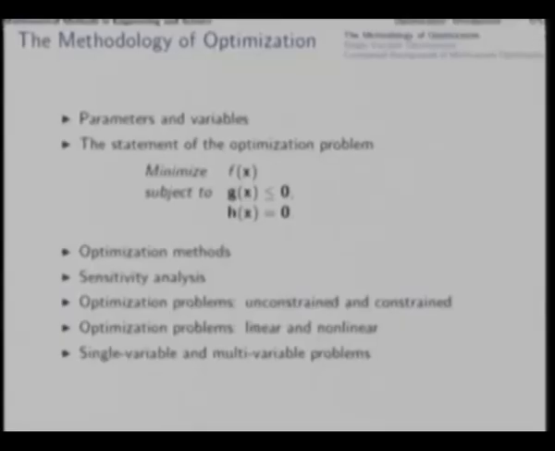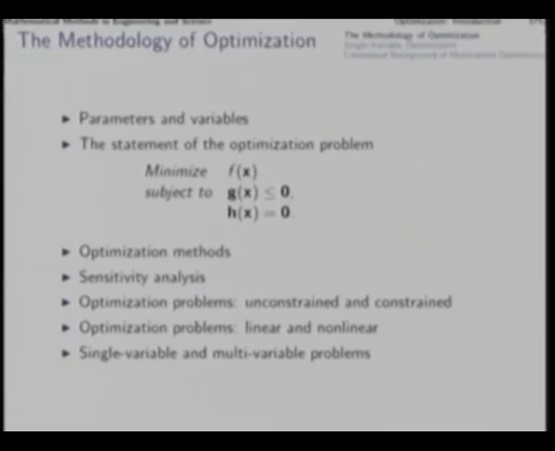Then you also classify optimization problems as linear and non-linear problems. If both the objective function and the constraint functions g(x) and h(x) are all linear functions, then you call it a linear optimization problem or linear programming problem, LP problem. On the other hand, if either the objective function or any of the constraint functions is non-linear, then it is a non-linear optimization problem or non-linear programming problem, NLP problem.